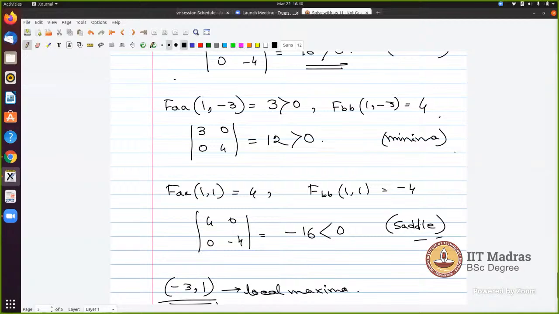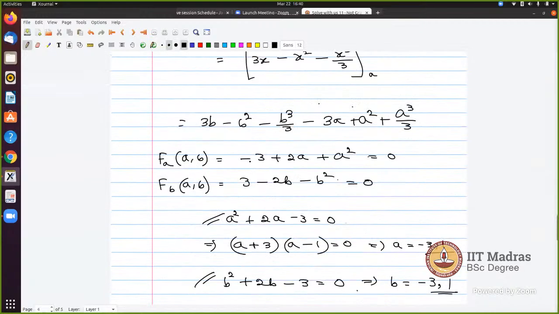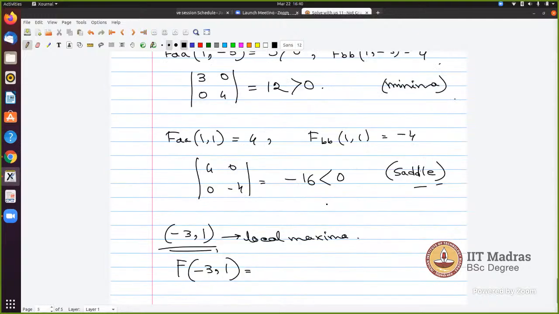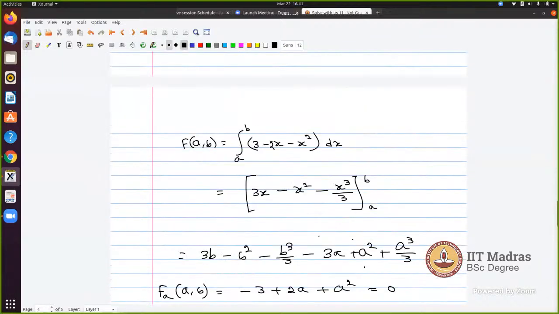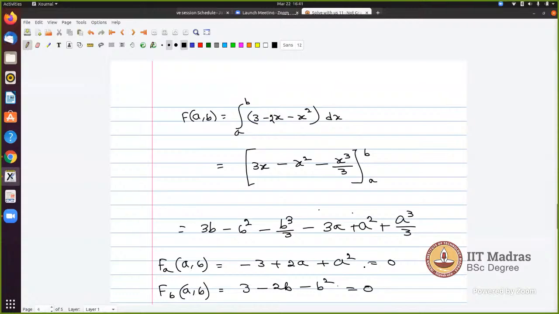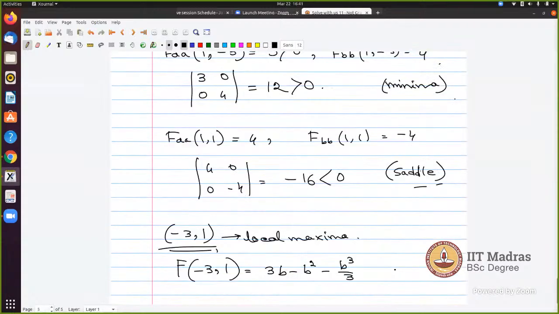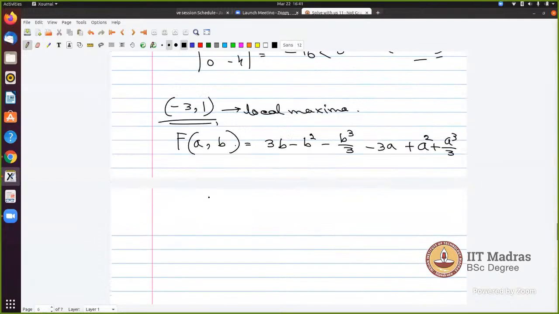Can someone write it? 3b minus b square, minus b cube by 3, and negative of that with a. Right? So this is f of a comma b. Now we put the values minus 3 and 1 here.